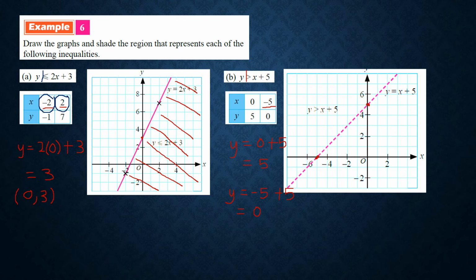Okay, we draw the dotted line here. Why dotted line? Because you don't have the equal sign. For part A, you have equal sign, so it's a continuous line. Here, you don't have equal sign, so it's a dotted line. Then you identify which region, the greater part. Okay, this is how we do.